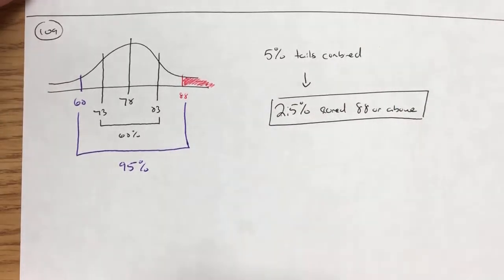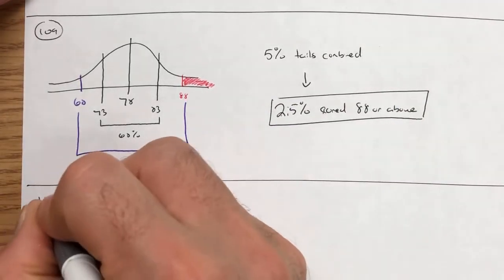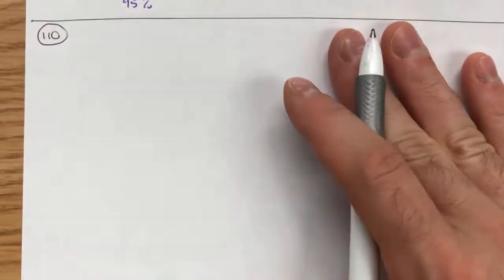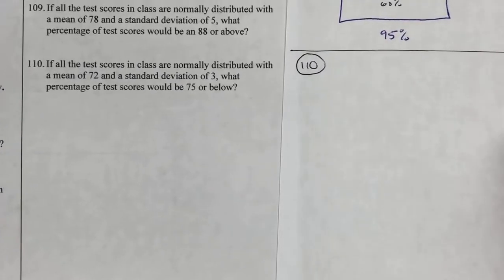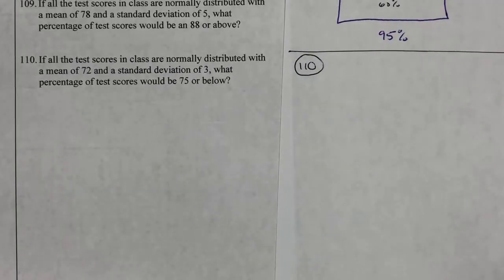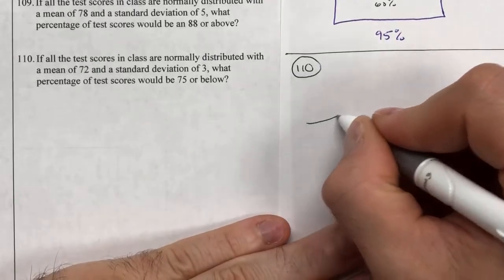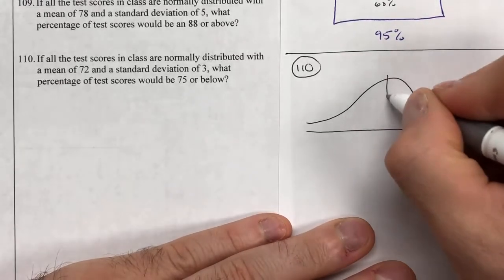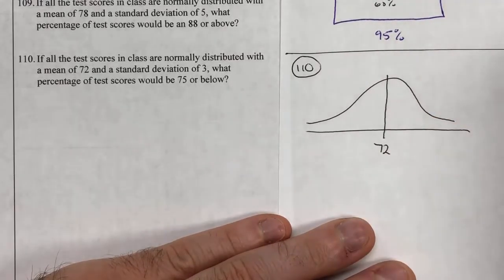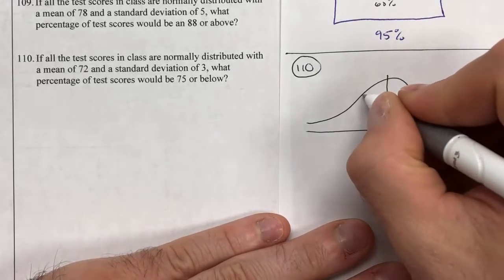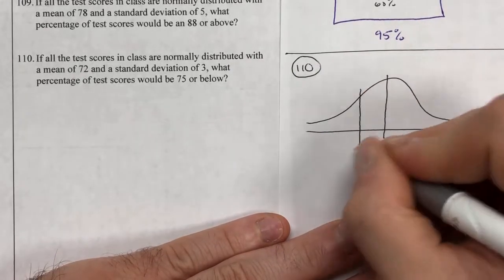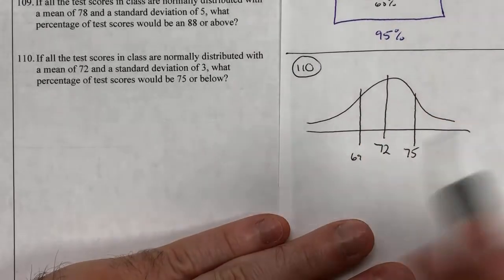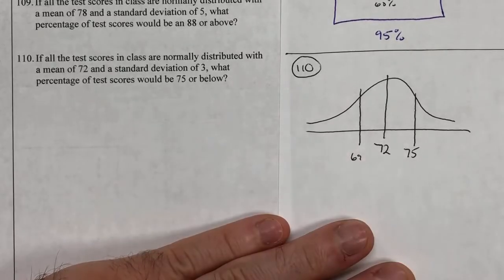Awesome. That's 109. Let's take a look at 110. It says that if all test scores in the class are normally distributed, we again have a normal distribution with a mean of 72 and a standard deviation of 3. So going 3 down is 69, and 3 up is 75. What percentage of test scores would be 75 or below?